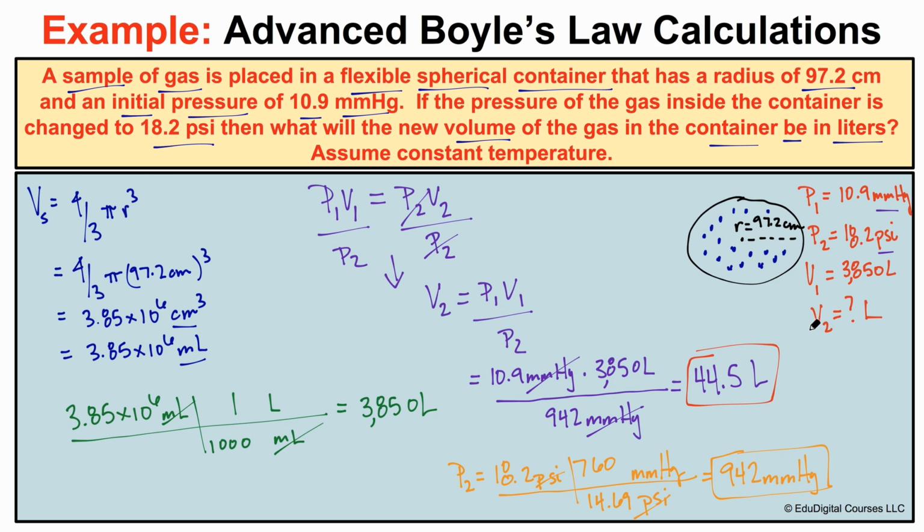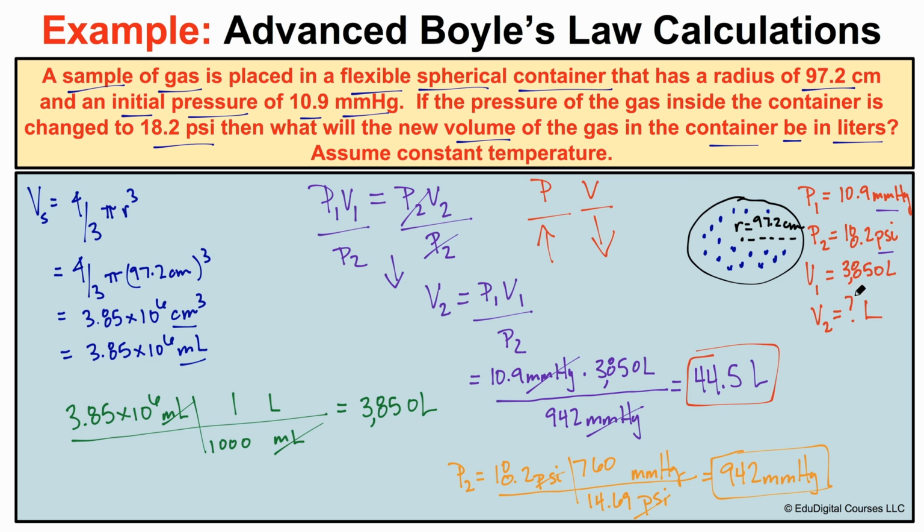If the pressure initially inside of this container was 10.9 millimeters of mercury, and that pressure increased to 942 millimeters of mercury, according to Boyle's law, pressure and volume are inversely proportional. So if we take a look here, what is happening to the pressure? The pressure is going from 10.9 millimeters of mercury to 942 millimeters of mercury. So the pressure is increasing here. Therefore, the volume should be decreasing of this container.